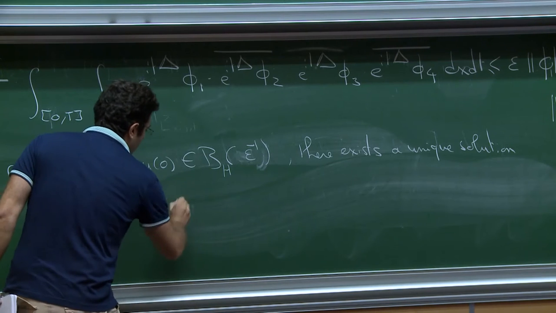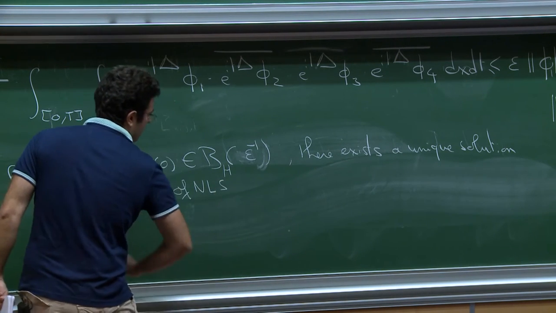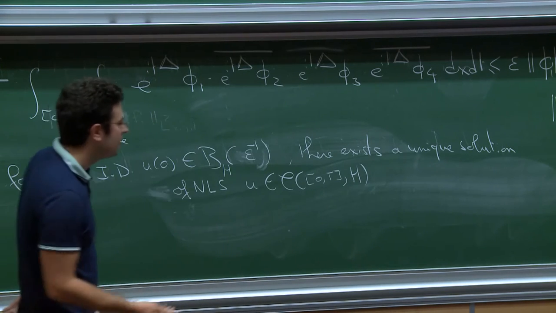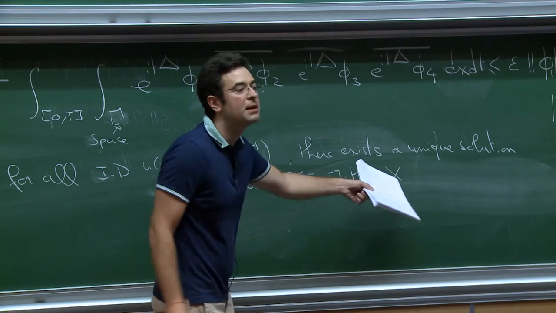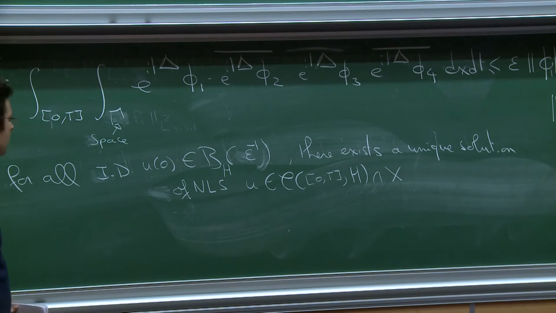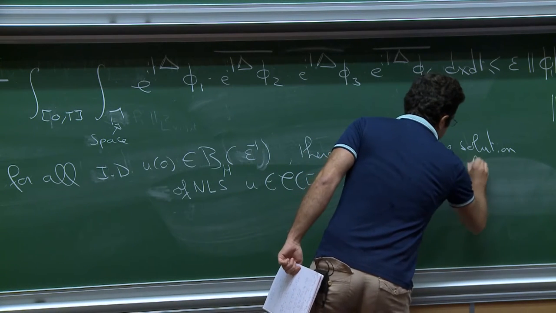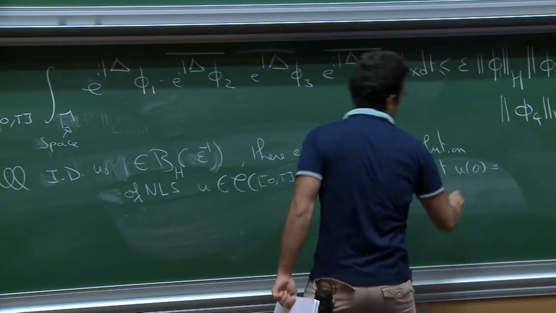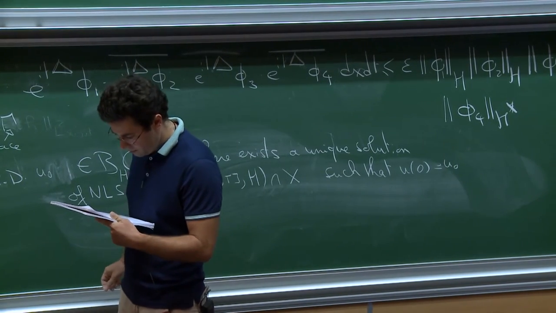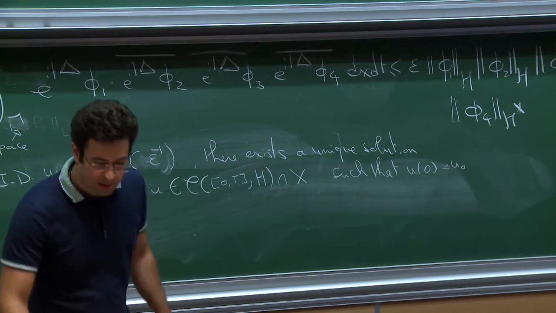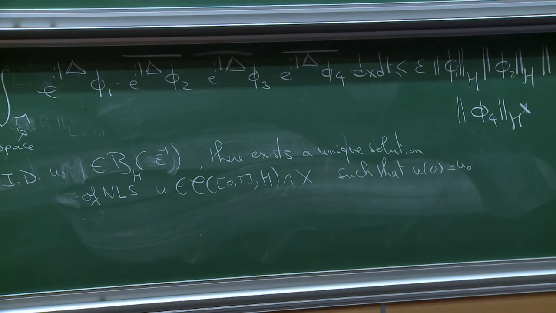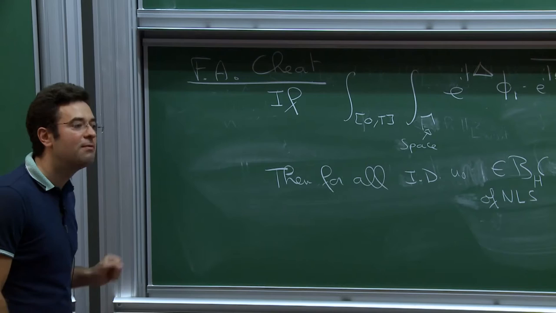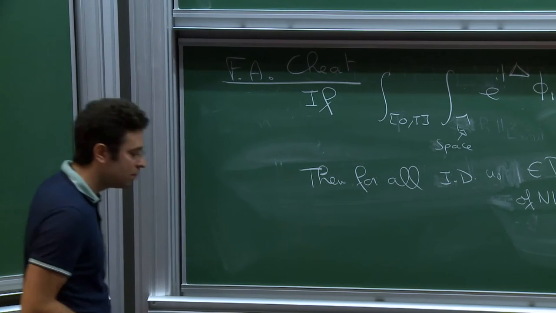U of NLS, U which is continuous in your interval of time with values in your Hilbert space H, and in some more complicated space, such that u of 0 equals u of 0. So in full generality, as I said, this is probably false. However, and I will, again, not prove it, but I would like to motivate it a bit to get some idea where it comes from and why one could hope for something like that.